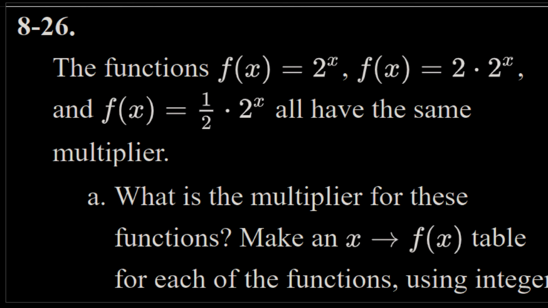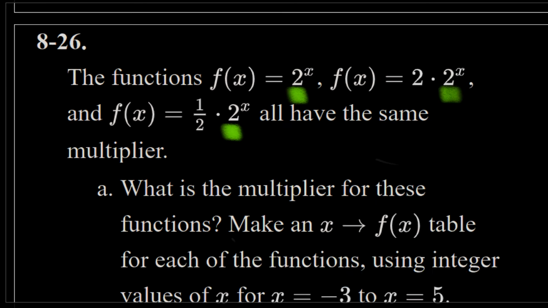So when we look at them, we can see that our multiplier in each case is the number 2: multiplying by 2, multiplying by 2, multiplying by 2. Now we do have different starting values. However, we are all multiplying by 2.